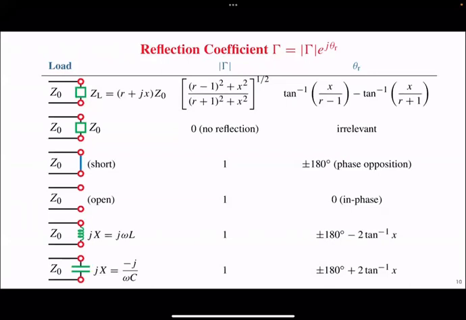Here's a table. I wouldn't worry too much about this one, just the main ones we've been talking about. I don't think you'll ever use that equation or these ones down here. But when the characteristic impedance of the transmission line is equal to the load impedance, you have no reflection. If it's a short or an open, the magnitude is equal to 1, but the angle is either 180 or 0.